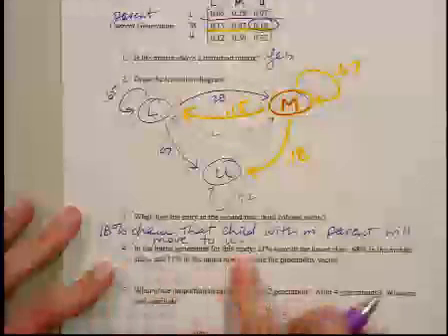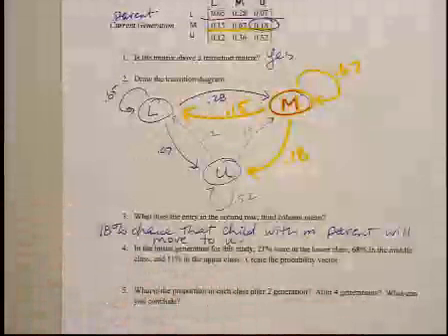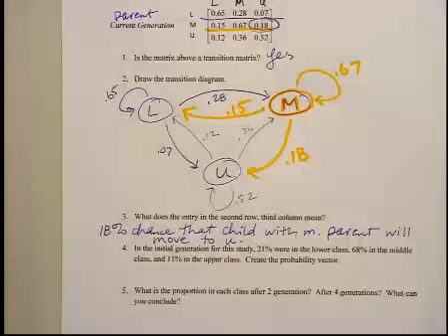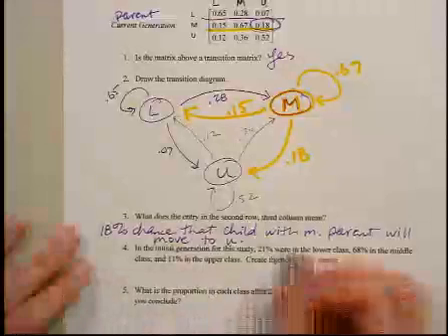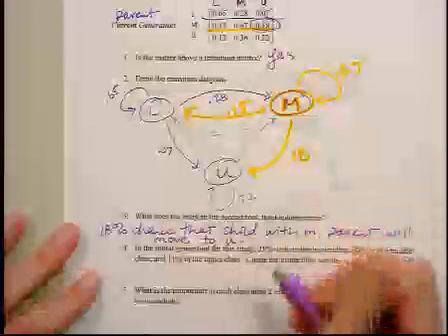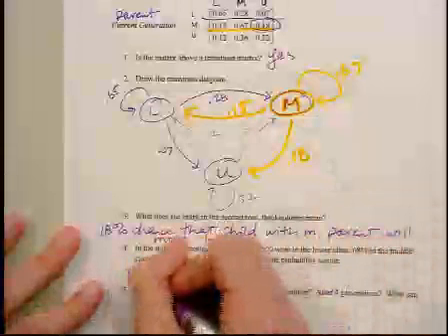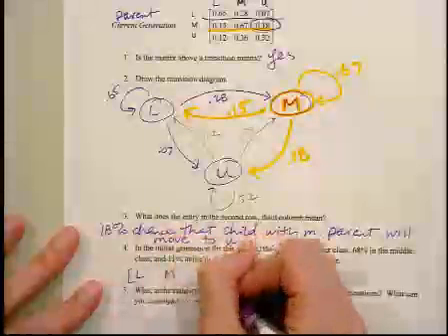Okay, in the initial generation for the study, we've got the distribution of those classes. We want to know what the probability vector is. Again, you want to make sure that you're in the same order. So you're going to do lower, middle, upper.